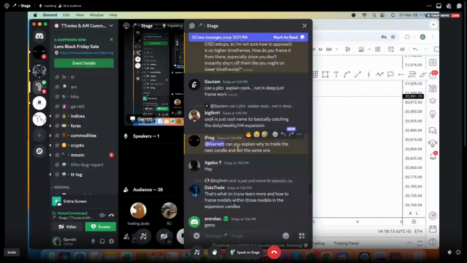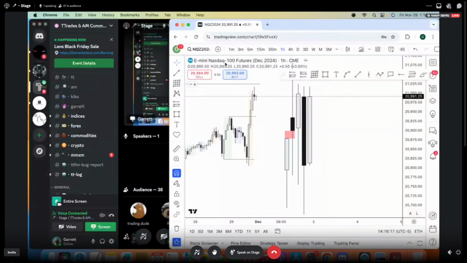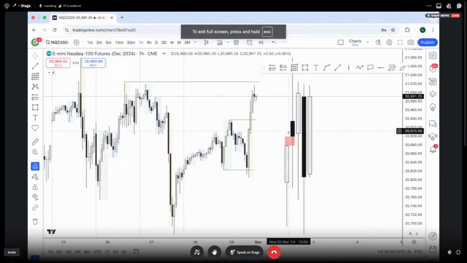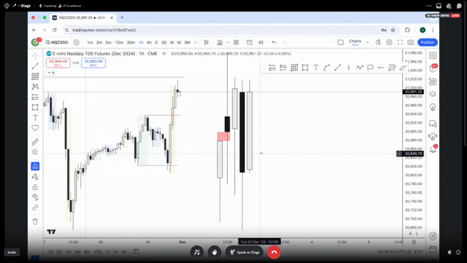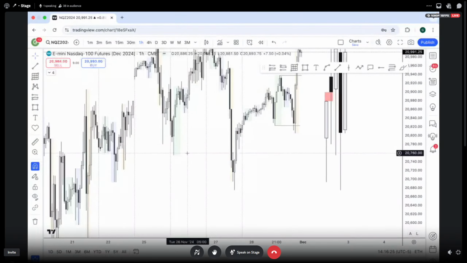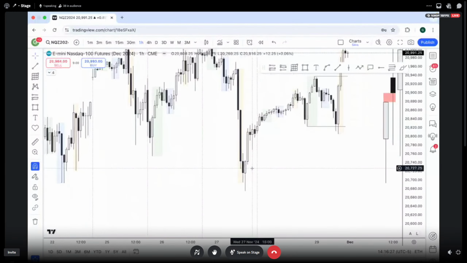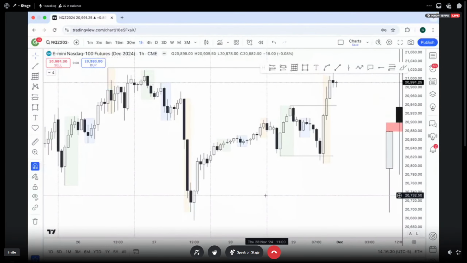So iFreg asked, can you explain why to trade the next candle and not the same one? But this depends, right? The reason is that we want to trade expansion candles. So when price hits a key level and it's not an expansion candle, you wait for the next candle, because it's not going to reverse in that candle.